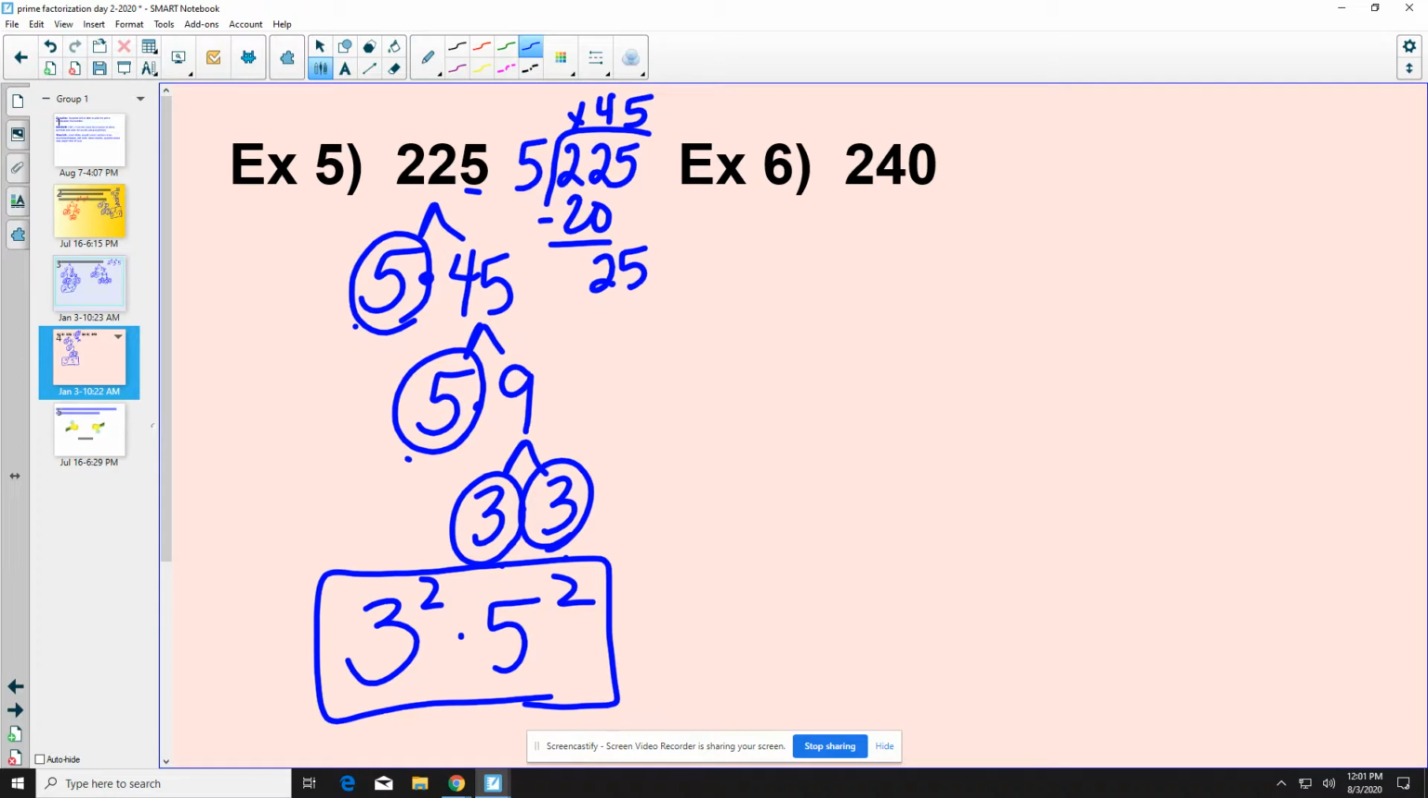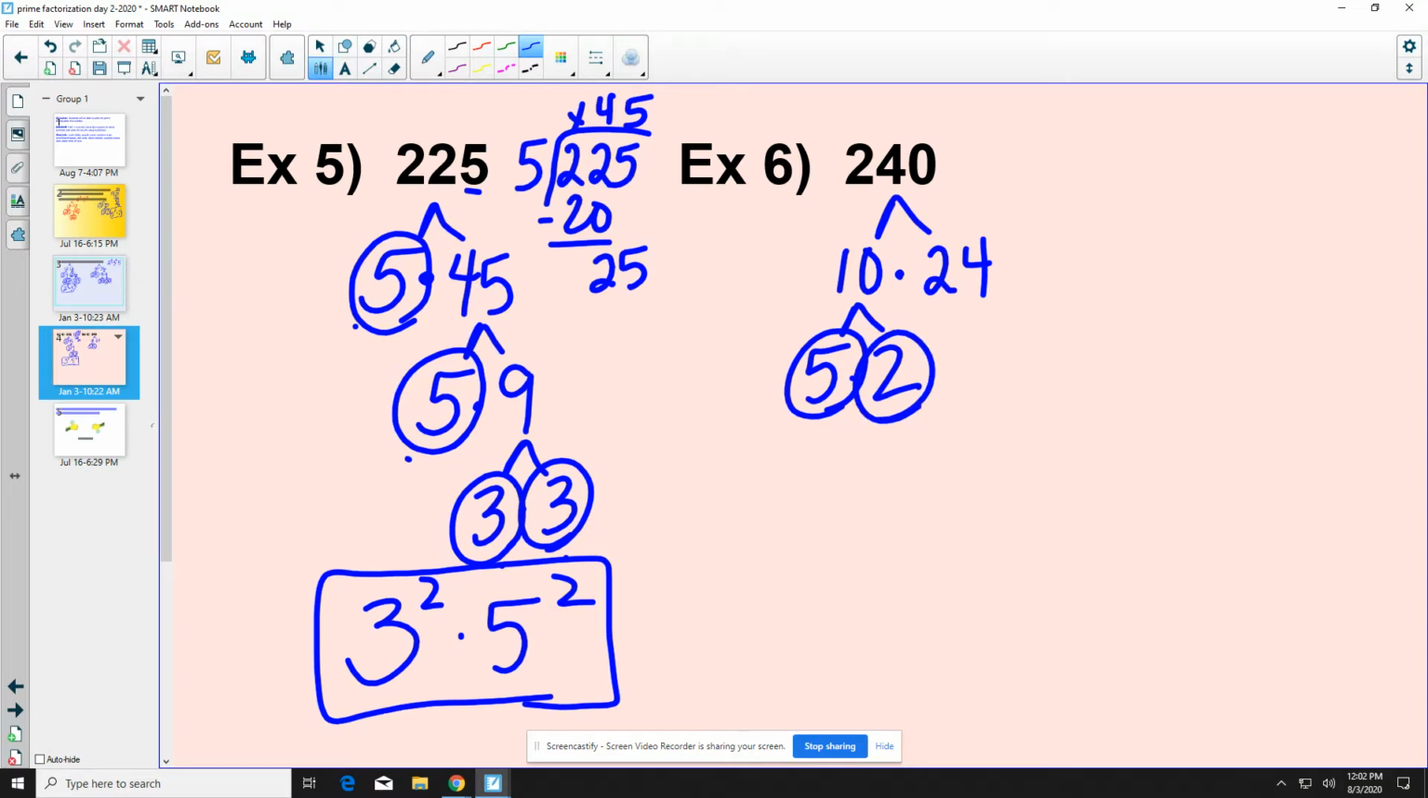Okay, our last one today is example 6. Write down 240. Notice it ends in a 0, so I know I can take 10 times something. 10 times 24, right, because I just cover up a 0. Is 10 prime? No, because I could take 5 times 2. Is 5 prime? Yes. So I'm going to circle my 5, it's prime. Is 2 prime? Yes, I'm going to circle my 2.